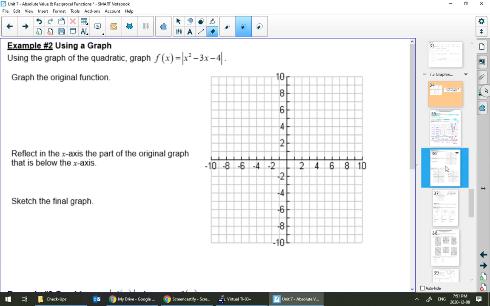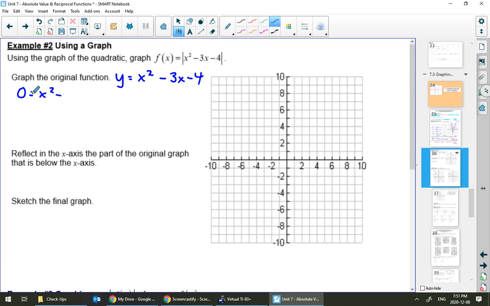Now, taking a look at another example here, we can also figure out what the absolute value of our function looks like by using the graph itself. So we're going to start off again with our original function. Our original function would be y equals x squared minus 3x minus 4, or we could write that as f of x. And if we want to graph our original function, the first thing we're going to have to do is find our zeros. And luckily, in this case, this is easily factorable.